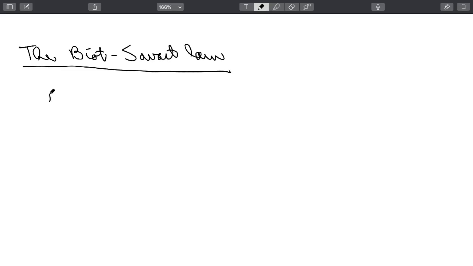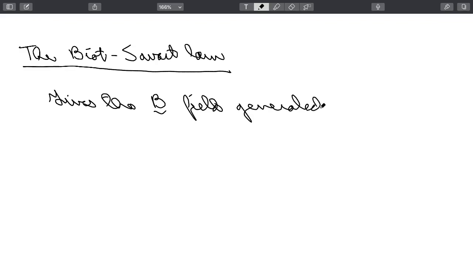This gives the B field generated by steady state currents. Or I'll just write steady currents.